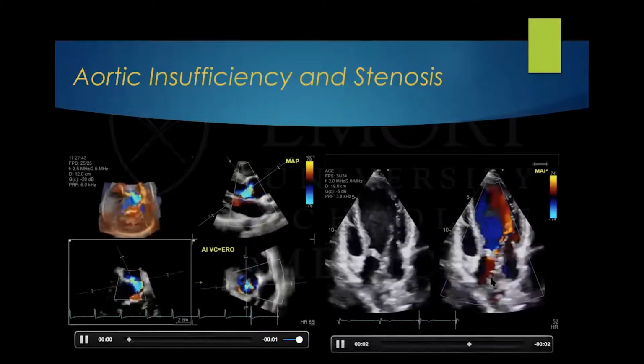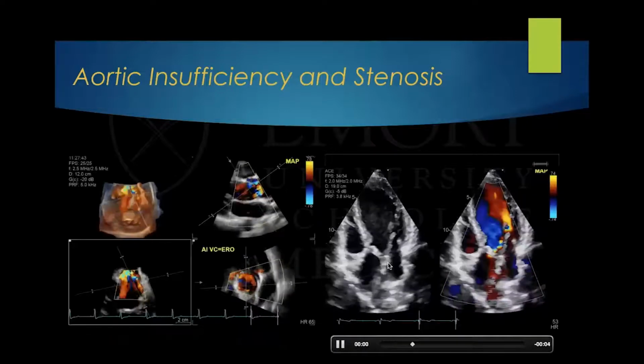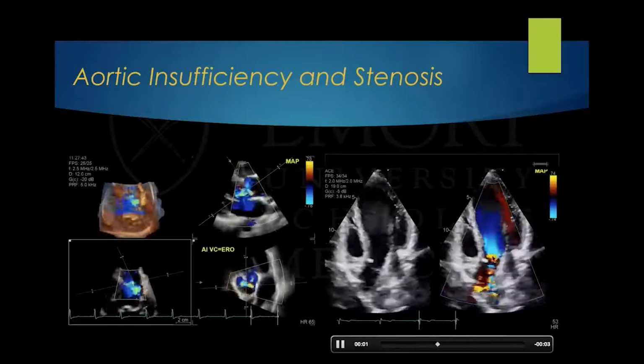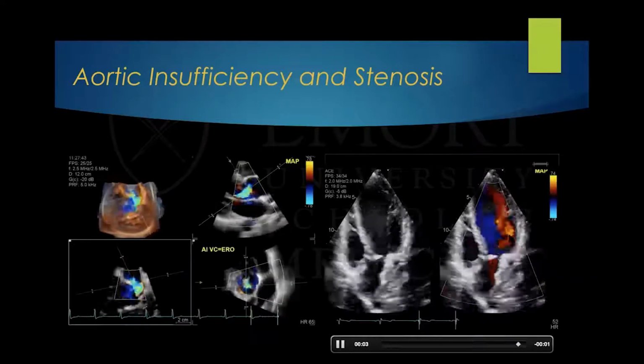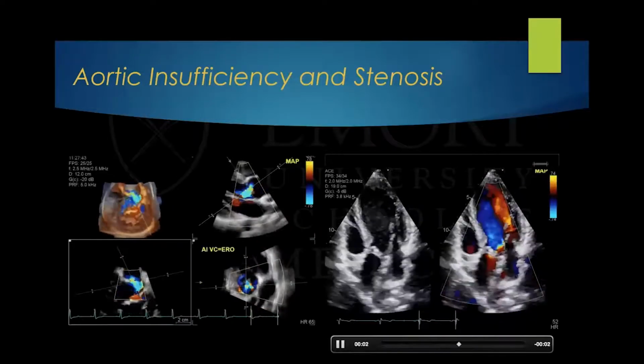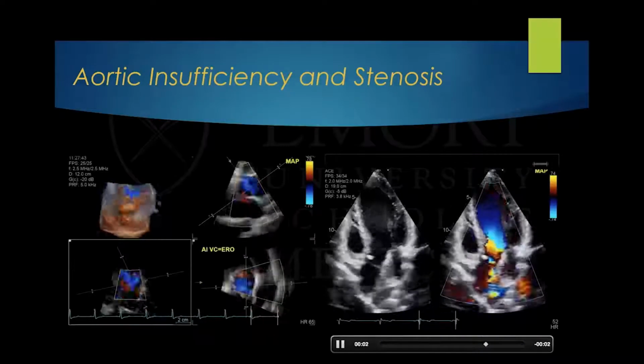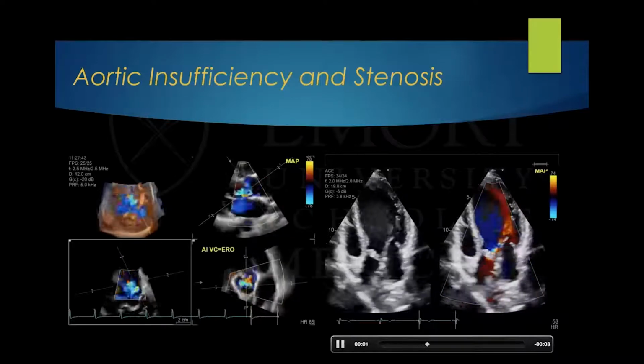In the apical five-chamber view, you can appreciate the thickening of the aortic valve and the eccentric jet posteriorly directed, closing, allowing the mitral valve not to open normally, and then wrapping around along the lateral wall of the left ventricle.